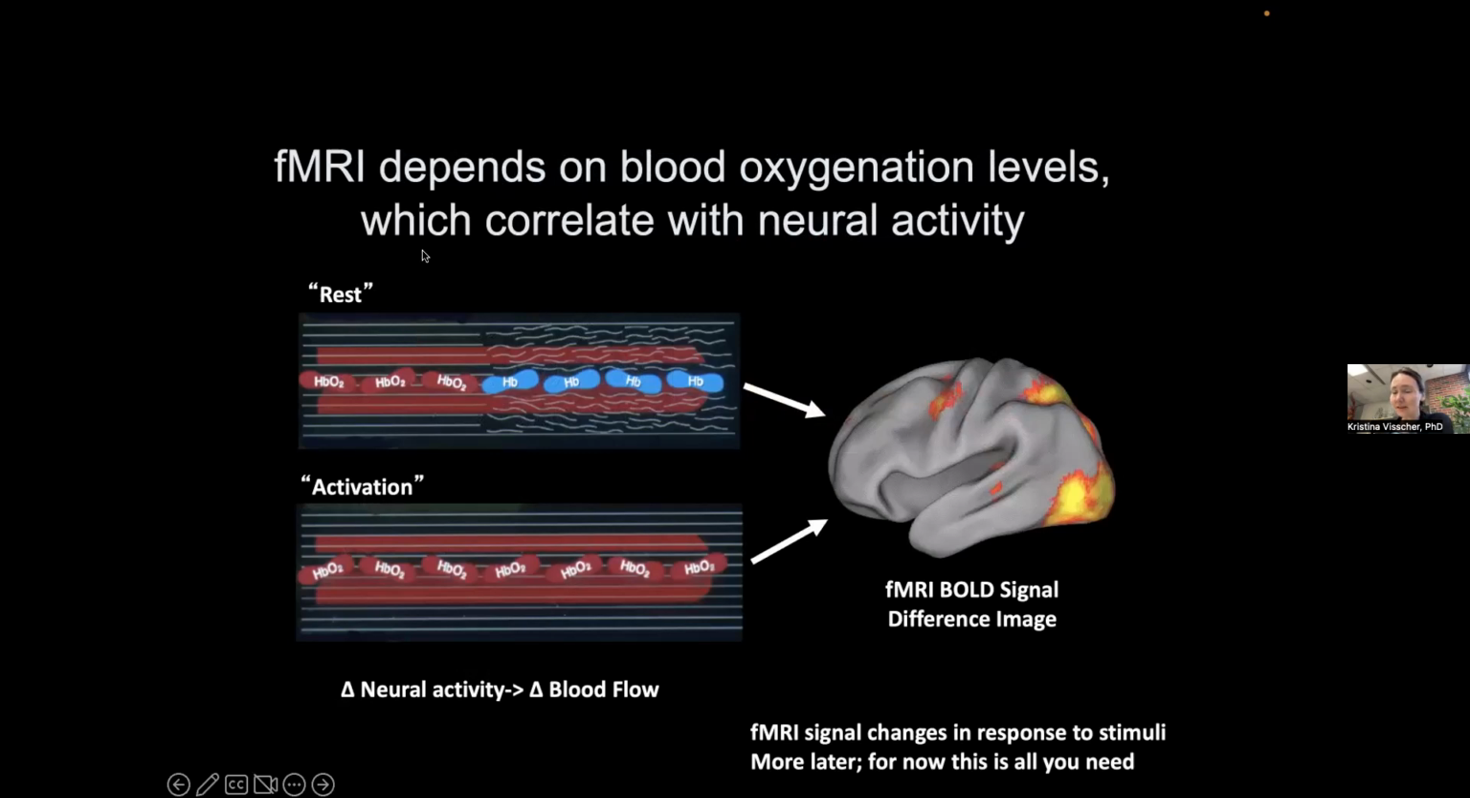So at rest, when those neurons are not firing, when blood goes by, a little bit of the oxygen comes off of that hemoglobin. So there's hemoglobin in blood. And when it's oxygenated, I've colored it red. And when it's deoxygenated, I've colored it blue. But when we send more oxygenated blood to an area, there's just a lot more oxygenated blood than there is deoxygenated blood. And we can see the difference between those in an image like this. This is a difference image looking at where there's more oxygenated blood during a visual task in this case.